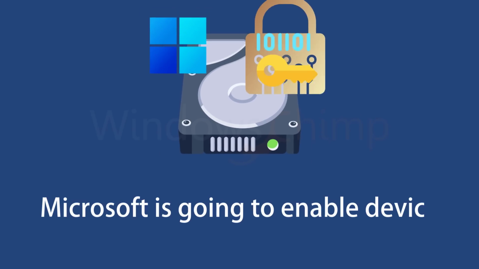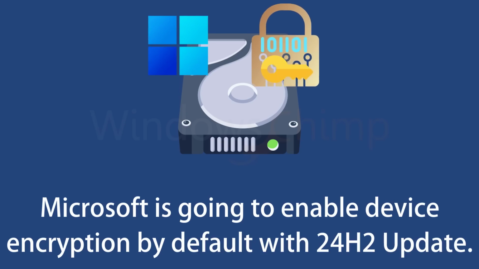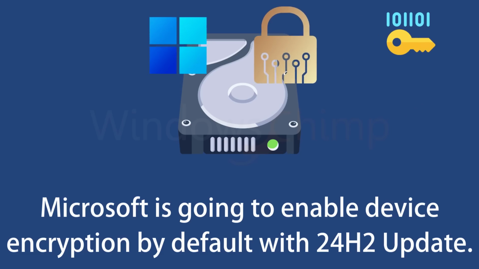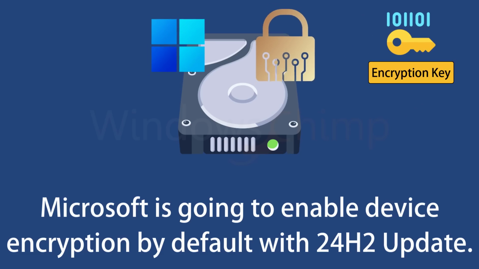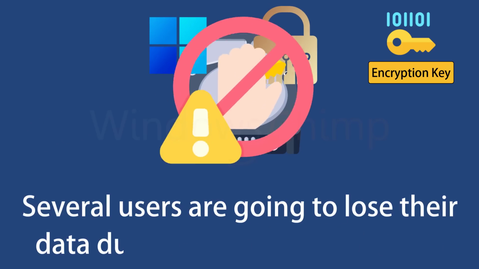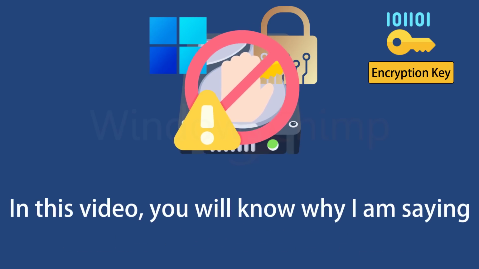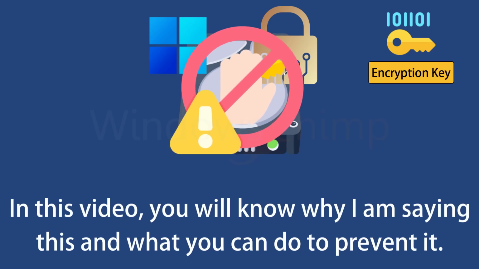Microsoft recently confirmed that the Windows 11 24H2 update turns on device encryption by default. This version of the update is not yet rolled out for the normal public. Windows Insiders are currently using it. But when it is released to the public, several users are going to lose their data due to BitLocker encryption. In this video, you will know why I am saying this and what a normal user can do to prevent it.